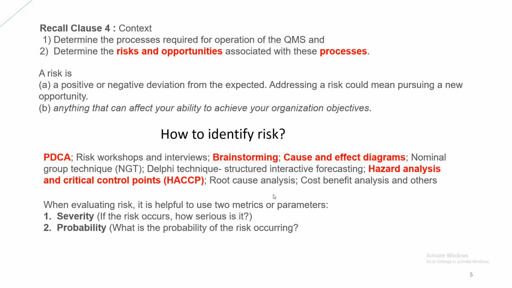So what is risk? Risk can be something positive or can be something negative. But these are deviations from the expected. You know what you expect, and you should be able to figure out if there is any positive or negative deviation from the expectation. So if you are addressing risks, that means you are pursuing a new opportunity. A risk is anything that can affect your ability to achieve your organization objectives. Okay, so risks must be addressed because they can affect our objective.